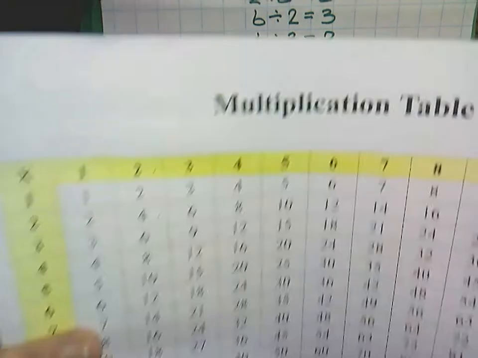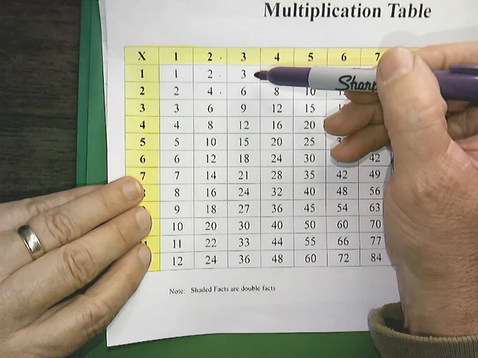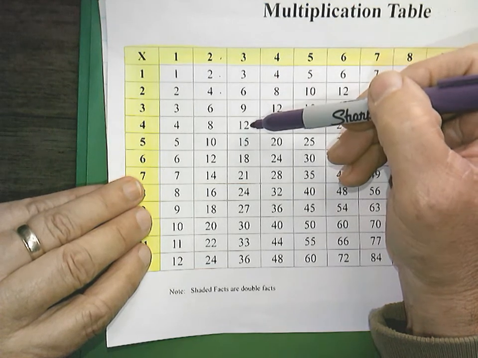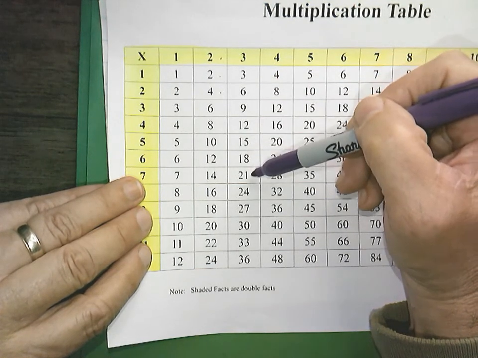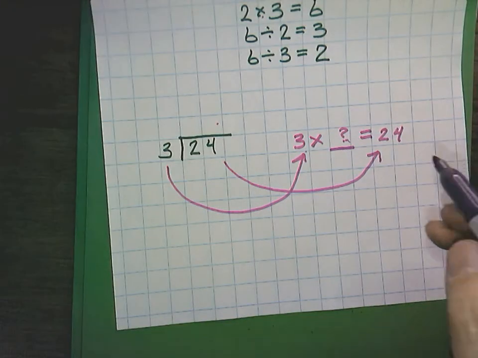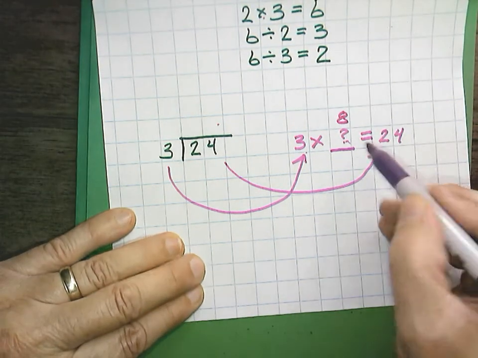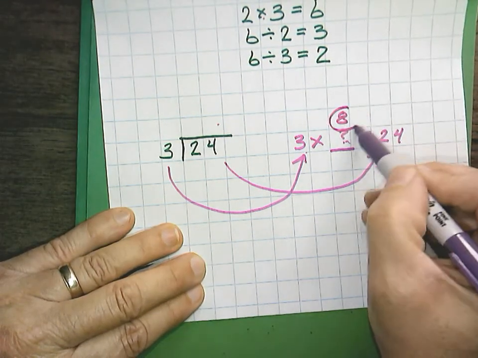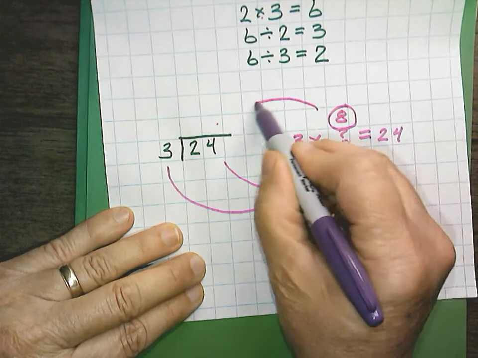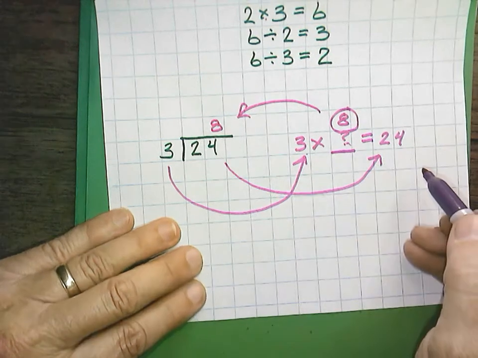So 3, and if I count down to 24, 1, 2, 3, 4, 5, 6, 7, 8. Notice that I said 8. So we could say that 3 times 8 is equal to 24. That 8 goes right there like that.